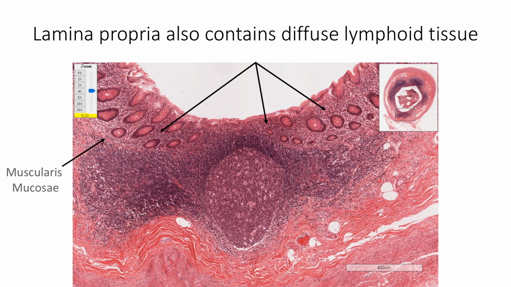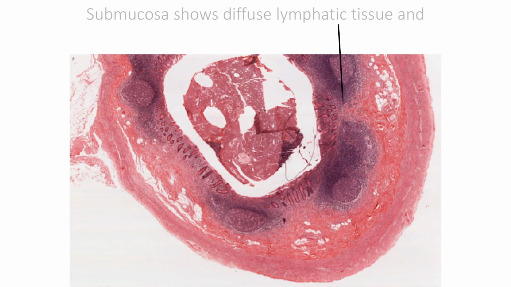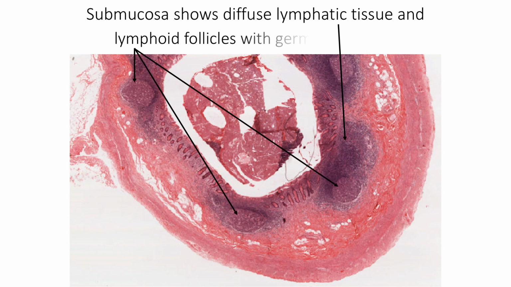Muscularis mucosae, on the contrary, is very thin here and it's not a continuous layer, making the lamina propria merge with the submucosal layer. Submucosa shows considerable diffuse lymphatic tissue, lymphoid follicles, some of which may show even germinal centers, suggesting activated B lymphocytes.